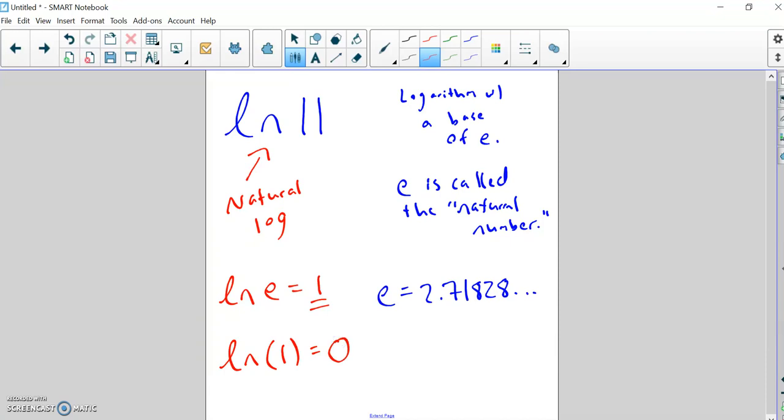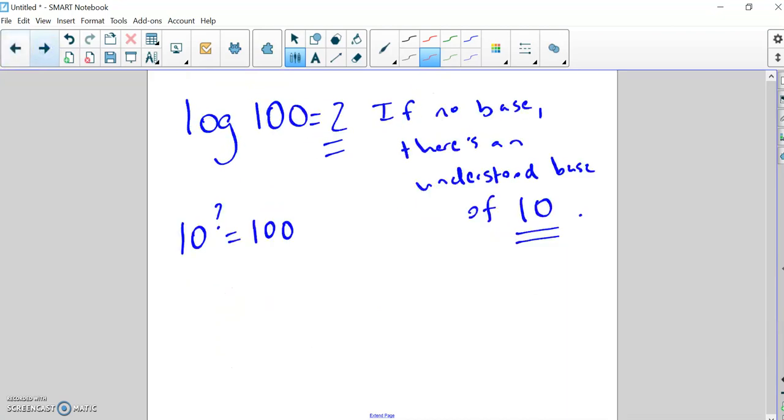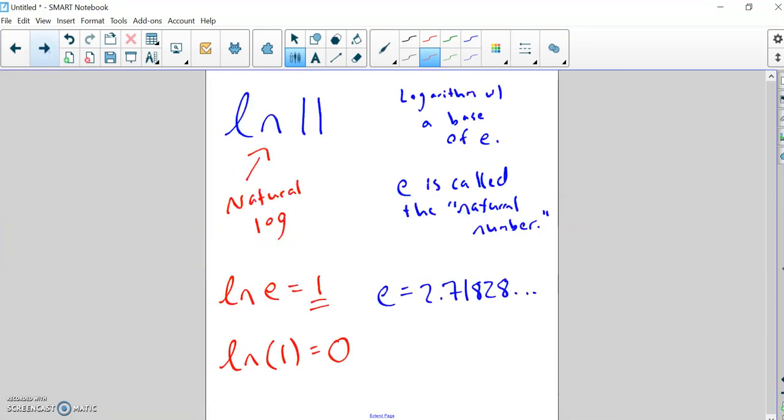Okay, so I just wanted to note those last couple things about logarithms. If you see a logarithm that does not have a base, it is an understood base of 10. If you see something labeled ln, that means natural log, and it has an understood base of the letter e. And e is a number, it's called the natural number, and it is equal to 2.71828, and then it goes on and on forever and never stops and never repeats. It's an irrational number, and it's just something that comes up a lot in the world of math.